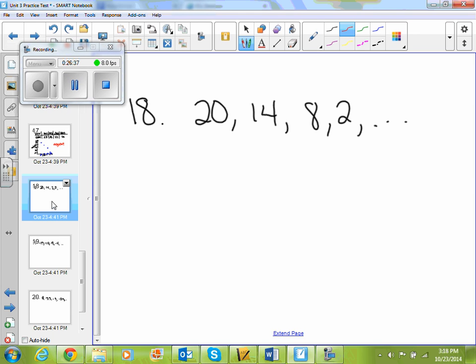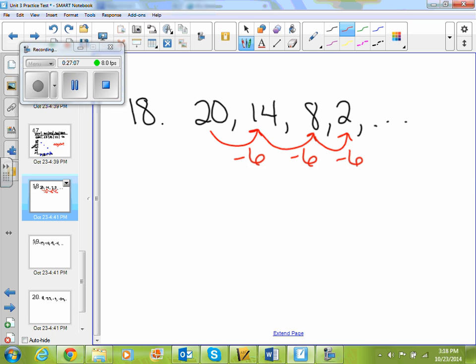Alright, and then the last part of our test is on arithmetic sequences. So it says determine whether the sequence is arithmetic. If so, find the common difference and the next three terms. So let's start by trying to find my common difference. What do I need to do to get from 20 to 14? Minus 6, and to get from 14 to 8, and from 8 to 2. Okay, is this arithmetic? Yes.